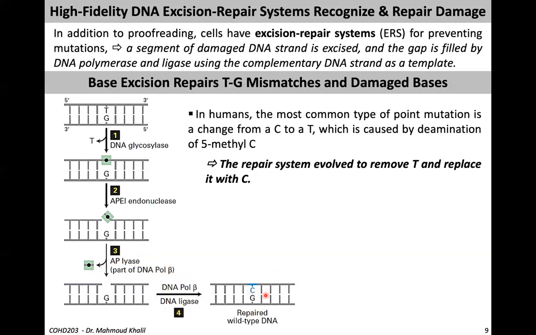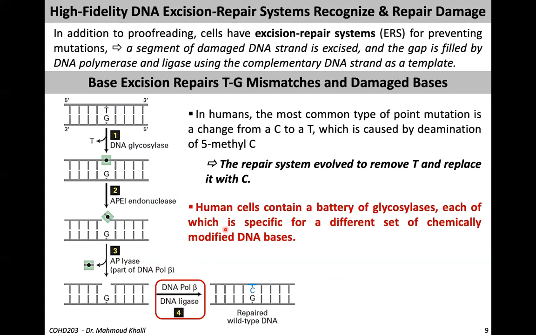Base excision means removal of the defective base, in this case the T, and repairing by adding the cytosine with the help of polymerase beta and the ligase. So you can see here this basically ends the repair process. You need to keep in mind that human cells contain a battery of glycosylases, each of which is specific for a different set of chemically modified DNA bases. So we have different glycosylases for different modified DNA bases.